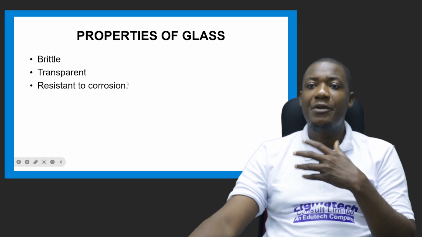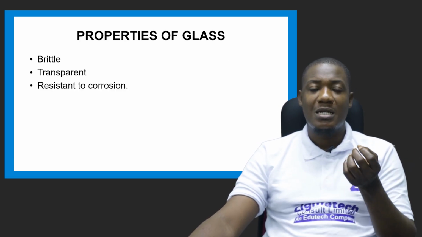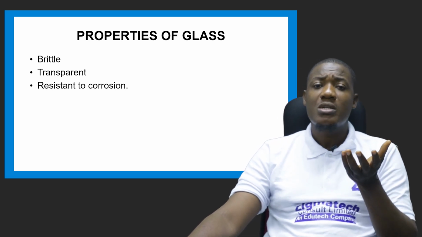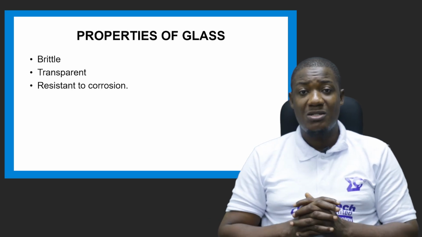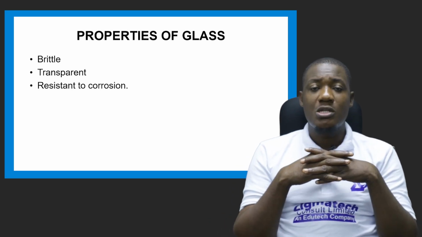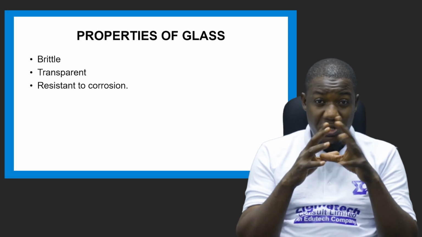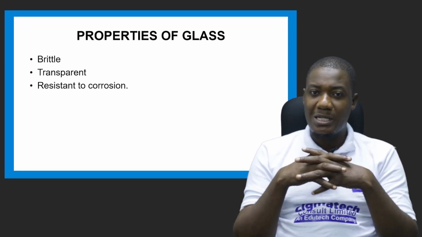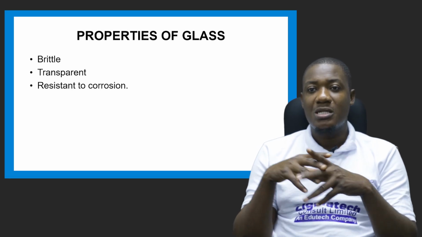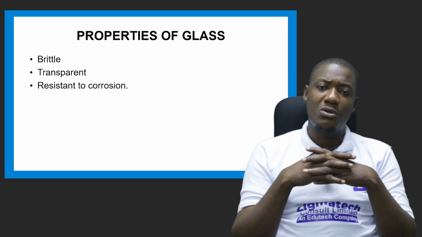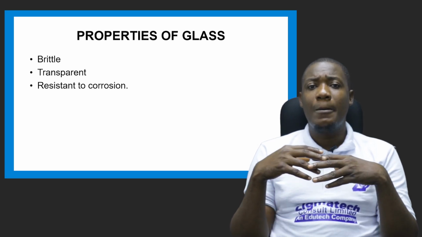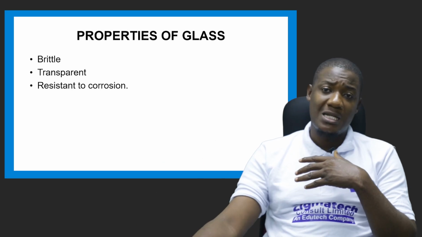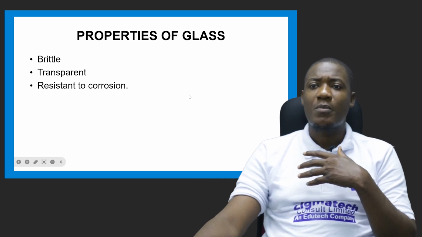So how do we identify glass? Glass is brittle. It's resistant to corrosion. It's transparent. When you say something is transparent, it means you can see through it. You cannot see through ceramics, but you can see through glass. That means this ceramic must have undergone certain modifications, certain treatment, to produce that kind of ceramic.